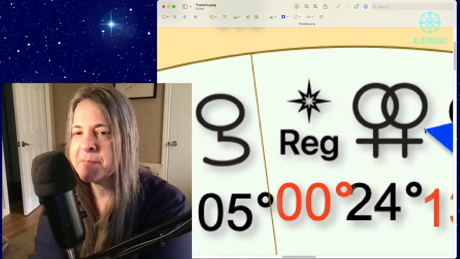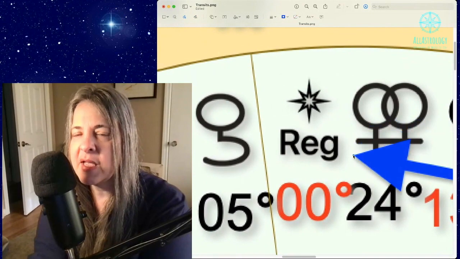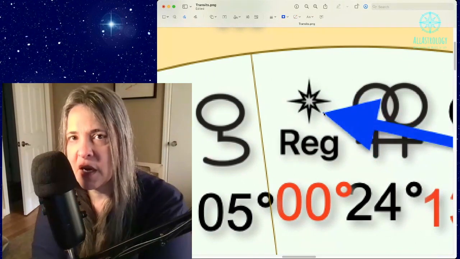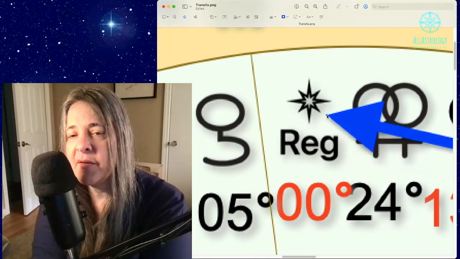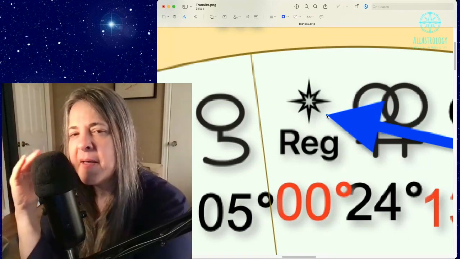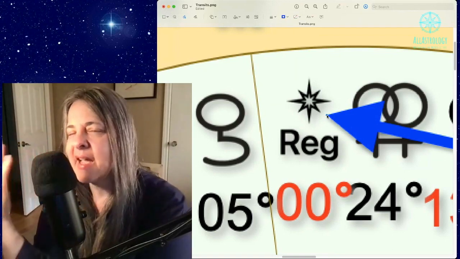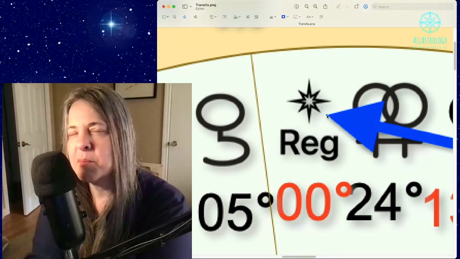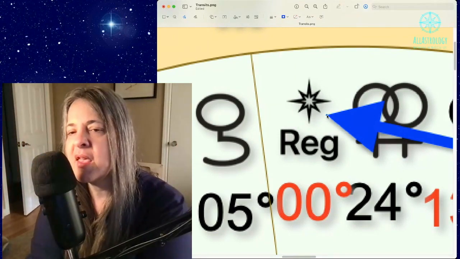That was appropriate. Regulus, and that star that I talked about in the beginning, where we have these fixed stars that are so slow up in the sky that it's literally decades before we even see them make a movement, or lifetimes for that matter, before they even move.